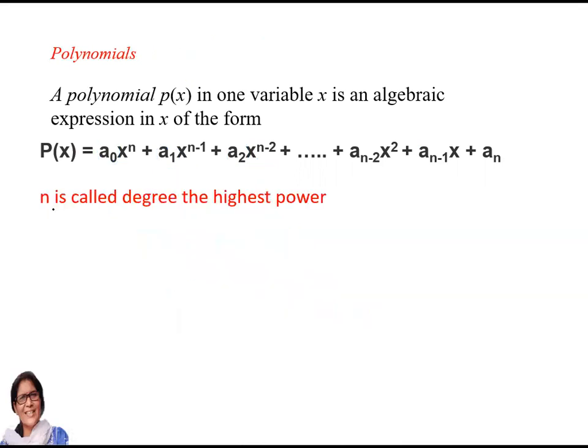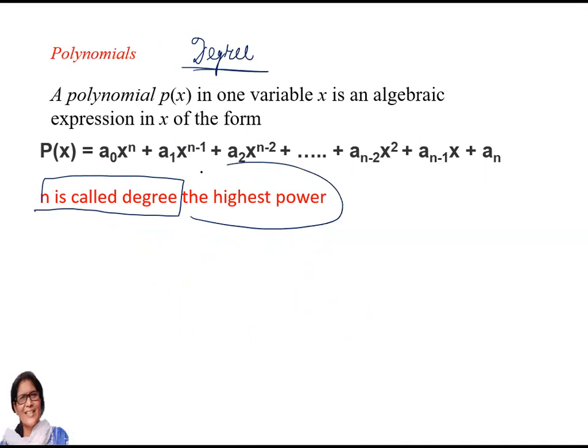Next we come to degree. The degree of a polynomial is the highest power of the polynomial. You have to identify which one is the highest. If I write x to the power 4 plus 3x square plus 5x, then what is the highest power? The highest power is 4 here. So 4 is the degree.